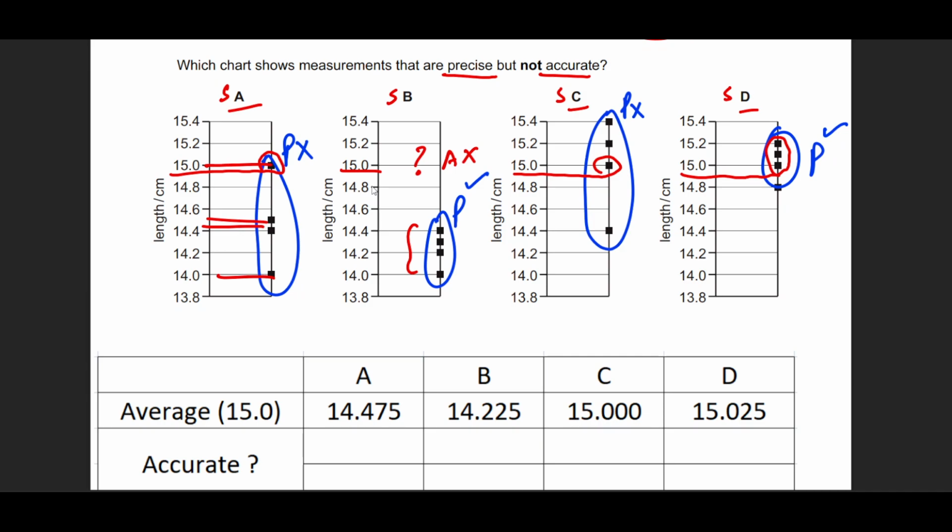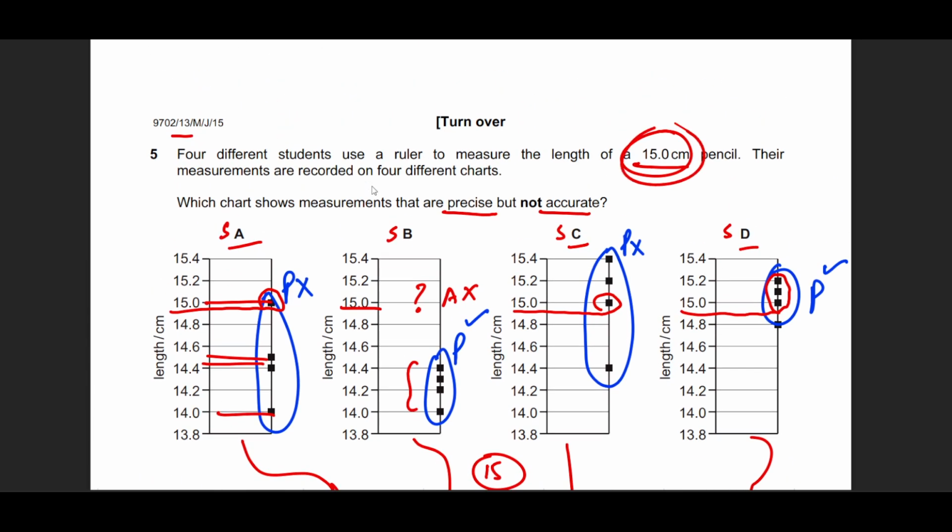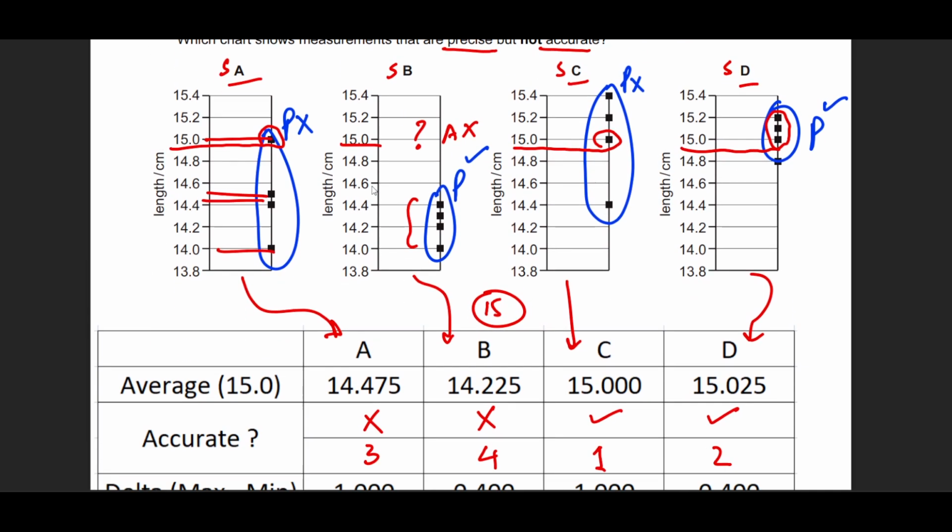Now, student A's average is 14.47. This is 14.225. This is 15.0. This is 15.025. Now, which one is going to be accurate? You see, we have to give them marks. Did it get the 15.0 which we were looking for, which is the true answer? No, we did not. Do we have 15.0? No, we did not. Do we have 15.0? Yes. Do we have 15.0? Yes. But if we had to give them marks or positions, this will be first, this will be second, this will be third, this will be fourth, based on how close they are to 15, because 15 was our true answer. Moving on to the next point.